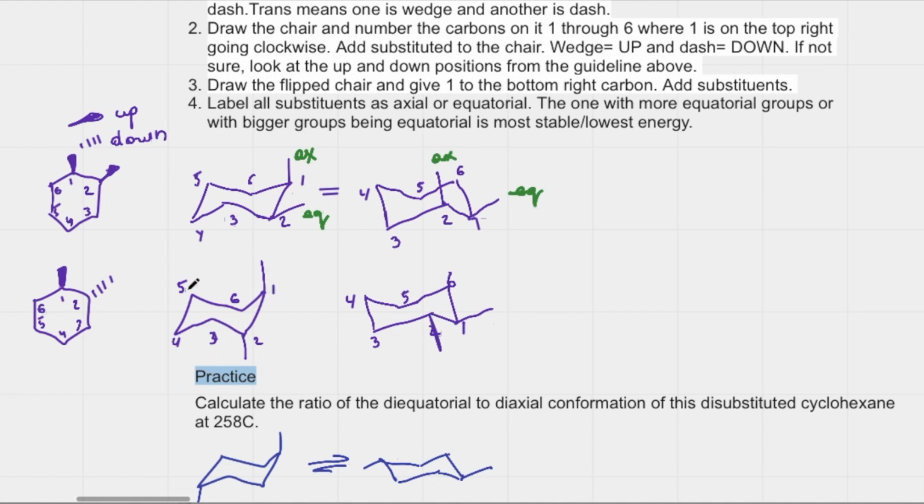And now let's label each one as axial or equatorial. This is straight up, so this must be axial. This is straight down, it's axial. This is at an angle, so this must be equatorial. This is at an angle, equatorial. Which one is more stable and lower in energy? The left chair or the right chair? The most stable one is the one with the most equatorial groups. So this chair must be most stable.